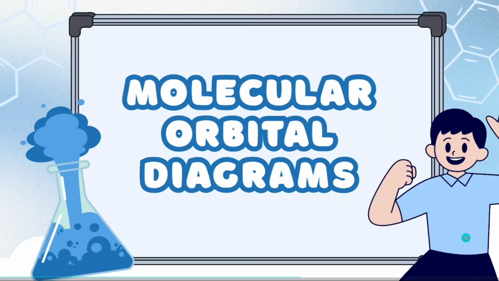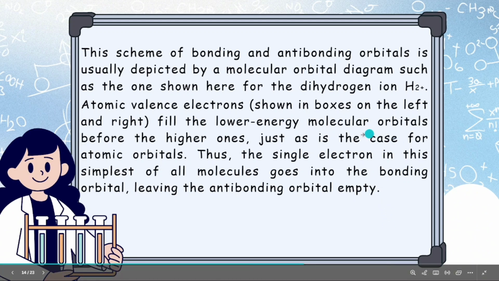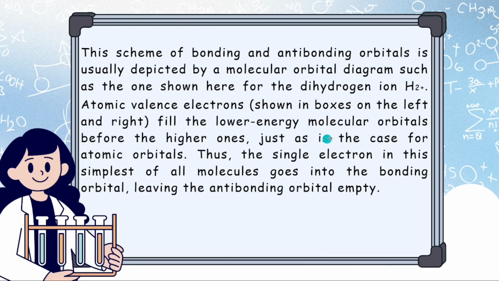Molecular orbital diagrams. The scheme of bonding and antibonding orbitals is usually depicted by a molecular orbital diagram, such as the one shown here for the dihydrogen ion. Atomic valence electrons, shown in boxes on the left and right, fill the lower energy molecular orbitals before the higher ones, just as is the case for the atomic orbitals. Thus, the single electron in this simplest of all molecules goes into the bonding orbital, leaving the antibonding orbital empty.